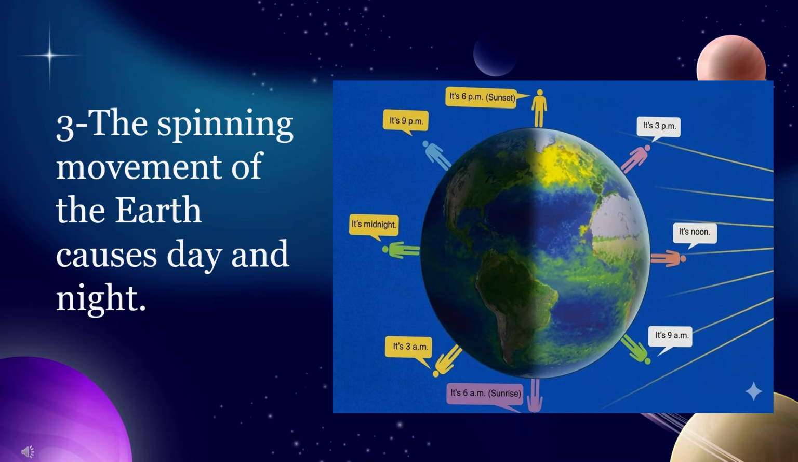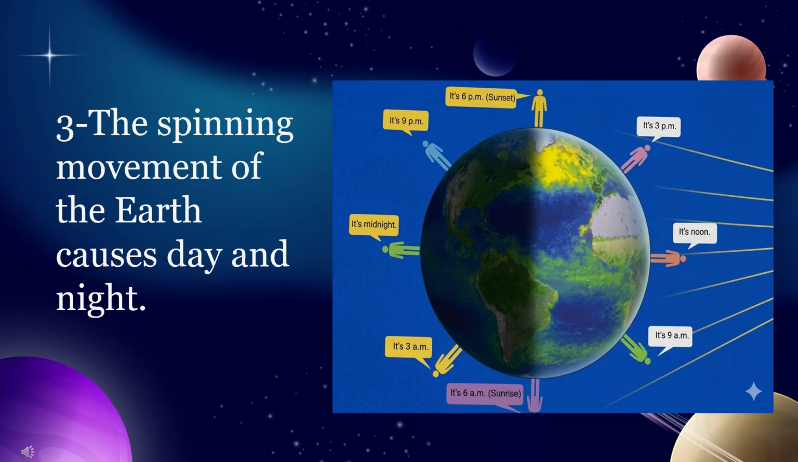Have you ever wondered why people on the other side of the world are sleeping while you are at school? As point 3 explains, the Earth is constantly spinning, or rotating. Imagine a basketball spinning on a finger. That's what the Earth does.